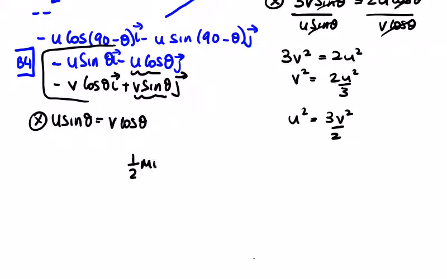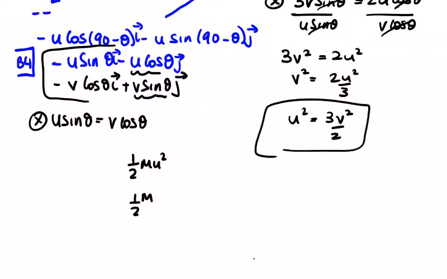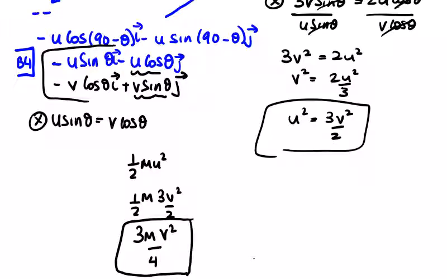So let's look at kinetic energy, which we're looking for the fraction lost, the half m u squared. So that's a half times m, and we have u squared in terms of v here, 3v squared over 2. So that's going to be 3mv squared over 4. So that's my kinetic energy before. Afterwards, a half m v squared, it's going to become a half m times 2u squared over 3. The 2's will cancel, so we're going to get m u squared over 3.